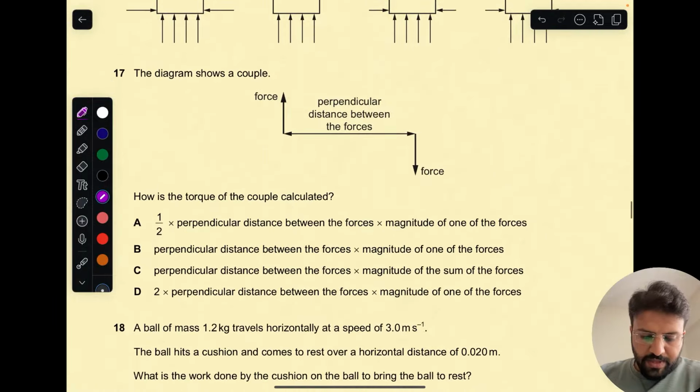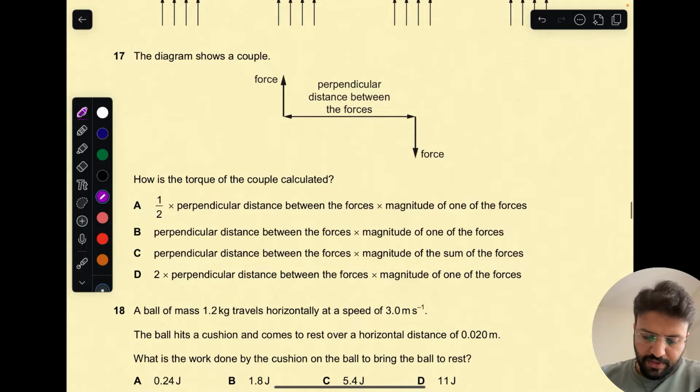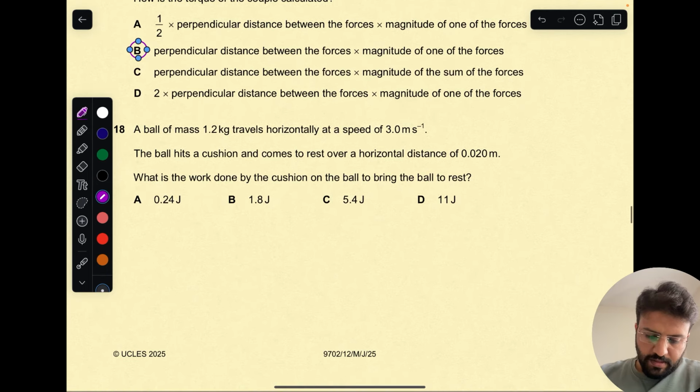Okay, the next question, the diagram shows a couple. How is the torque of a couple calculated? Simple definition: perpendicular distance between the forces multiplied by the magnitude of one of them. It's option B.